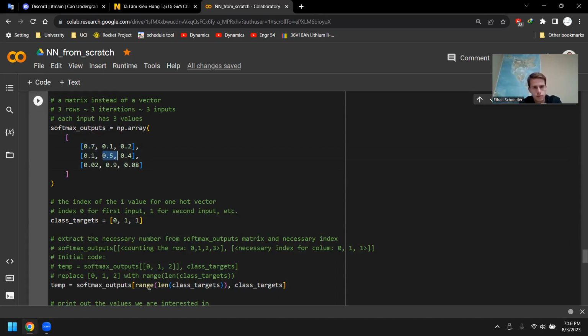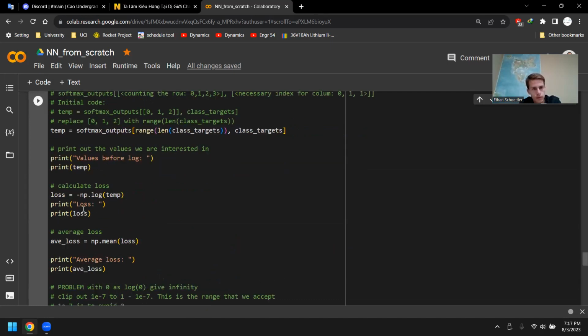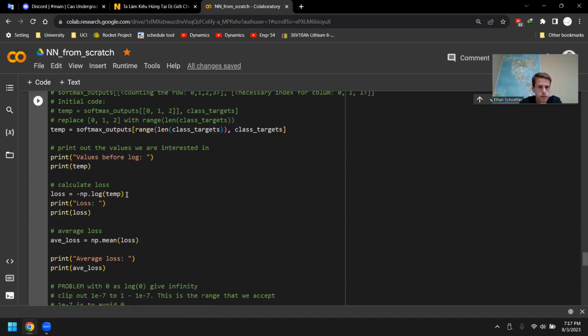Second row, right? It's going to go to number 1, the second row. This one's going to go to number 1. So also second column, you're going to get this number. And the last one, this one's going to go to the third row, which is this one. And for class target, it's going to go to number 1. So it's going to be 0.9, which is what we want. Then after that, I print out a few things.